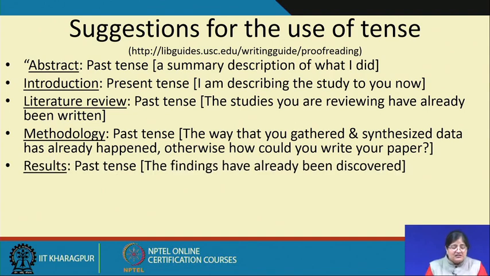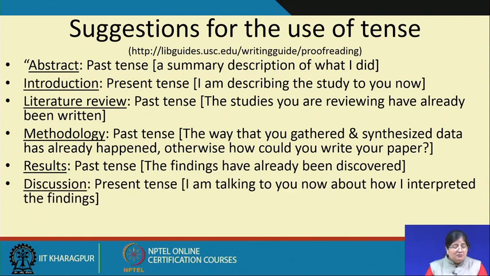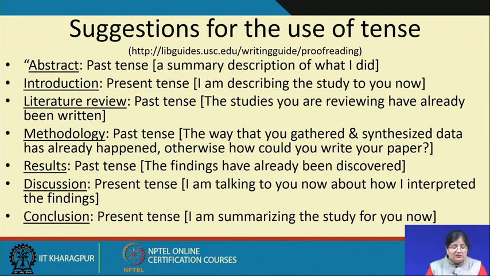Results must be written in past tense. The findings have already been discovered. So, that must be indicated in the past tense, and the discussion must be presented in the present tense. I am talking to you now about how I interpreted the findings. So, the results analysis must be in the past tense, discussion is in the present tense, and the conclusion is in the present tense. I am summarizing the study for you now. So, various suggestions are there for how you can use tense in your paper. So, let us go through this once again.